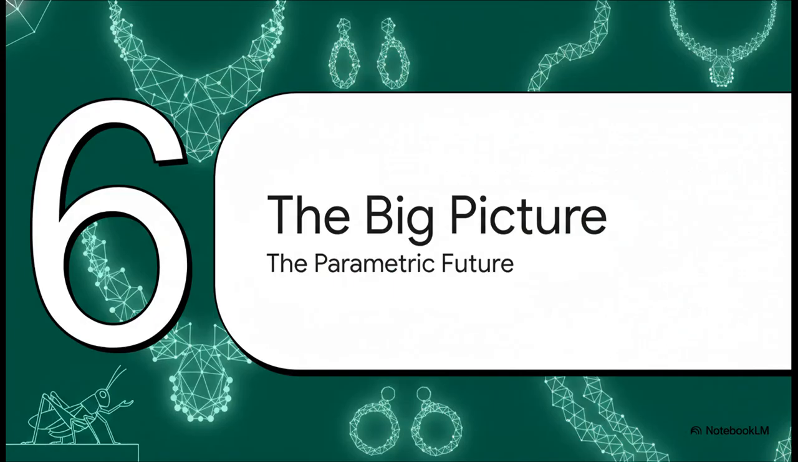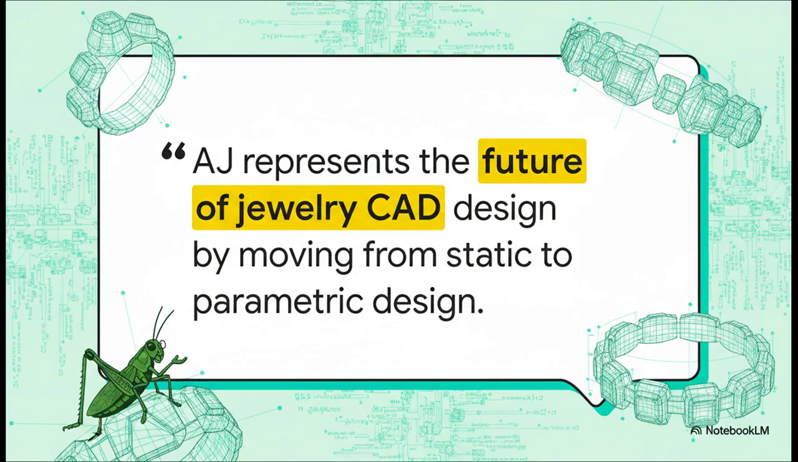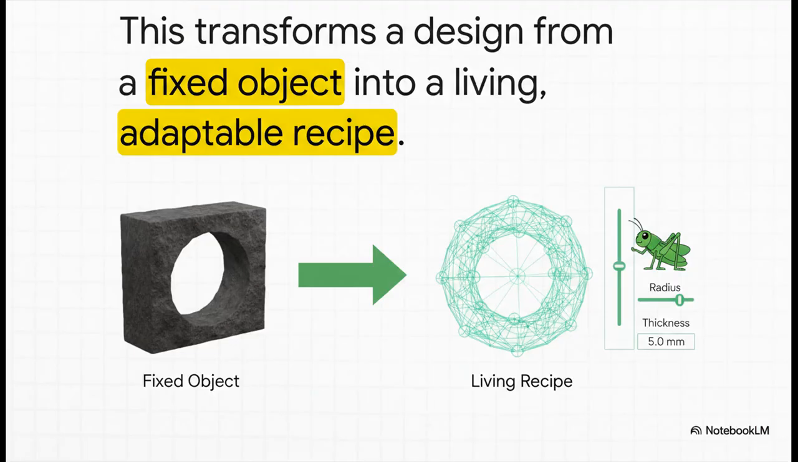So let's zoom out for a second and just look at the big picture here. What does this massive shift towards parametric design really mean for the future of jewelry? This quote from the creators of AlgoJewels really just sums it all up. The entire industry is moving away from making single, static 3D models. The future is all about creating these adaptable, intelligent design systems. What this all means is that this technique transforms a design from a fixed object into a living, adaptable recipe. It gives designers an insane amount of efficiency, incredible precision, and the creative freedom to generate endless variations of one core idea, all while keeping the craftsmanship at the highest possible level.